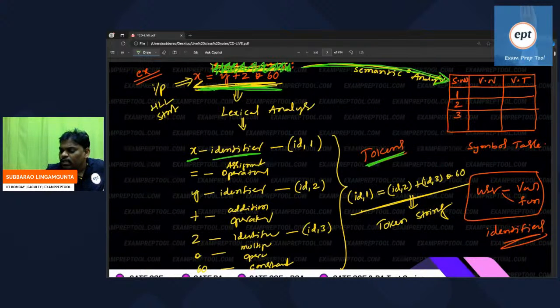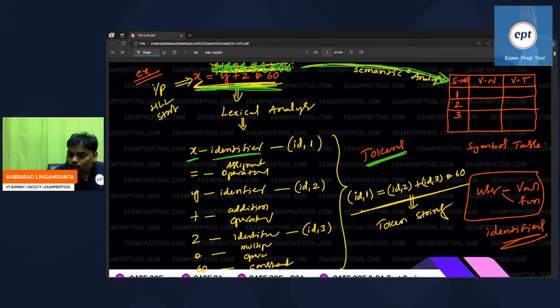Then the lexical analyzer got to know, oh, X is missing, so X is not declared. That's the reason for this problem. So it is an undeclared variable. He wants to give an error message. But immediately he remembers, my goal is only tokens, not other things.